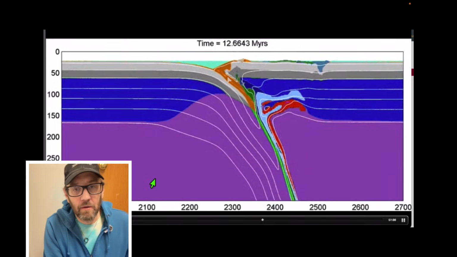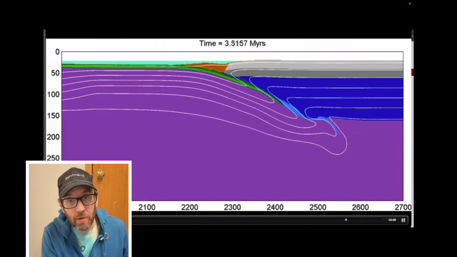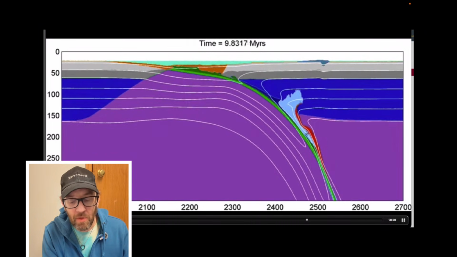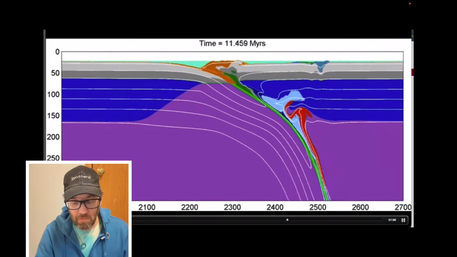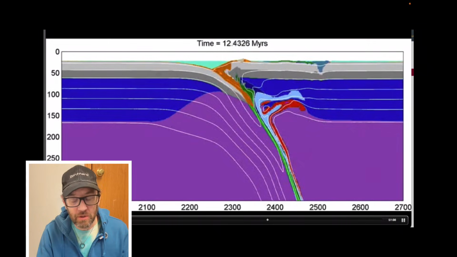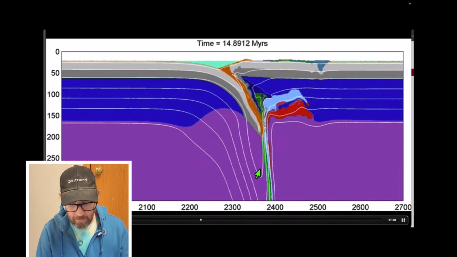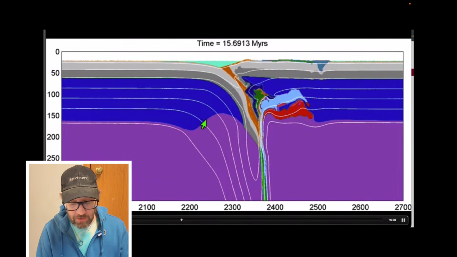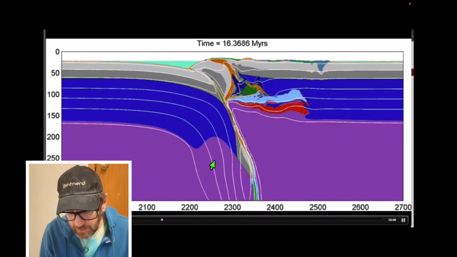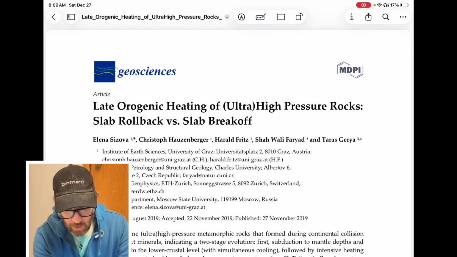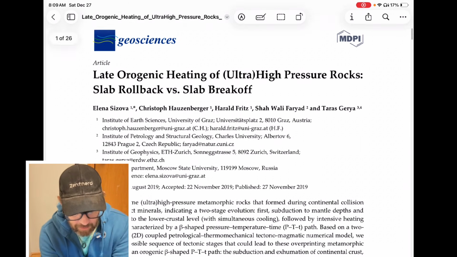So in the Elena Sizova paper, she looks more in depth at all this and explains the different colors and stuff like this. So this animation was made, I think, after the paper, but the paper has a lot more data involved. There we go. So this is the paper right here.